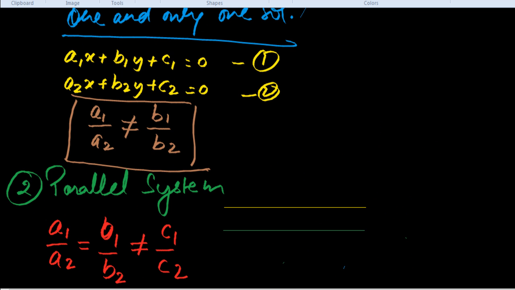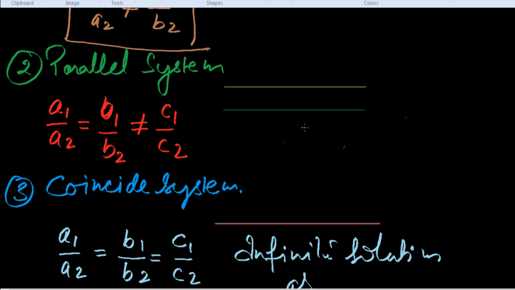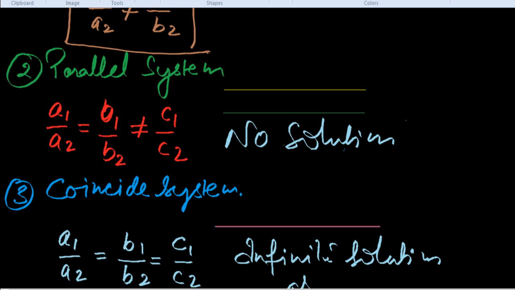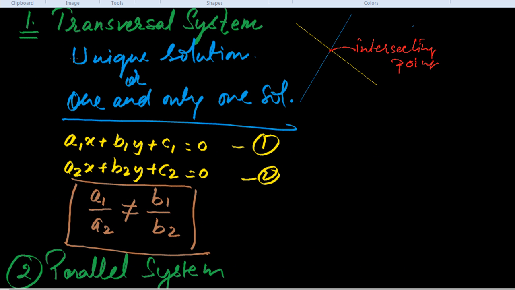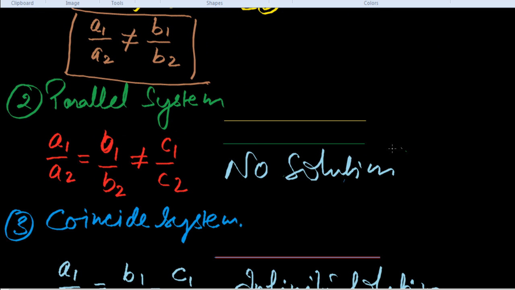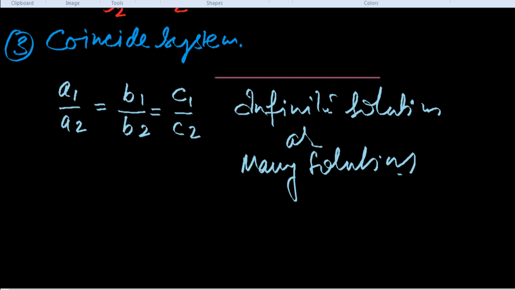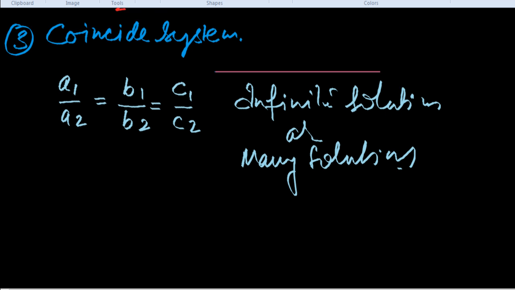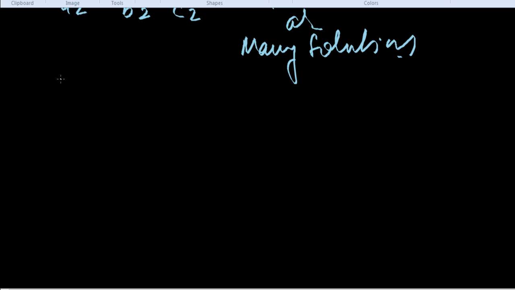Here in the parallel system there is no solution because there is no common point for both lines which satisfies both equations, so it represents no solution. So you see here, in the transversal system we get a unique solution, in the parallel system we get no solution, and in the coincide system we get infinite solutions. Where we get a solution, either unique or infinite, it is called the consistent system.